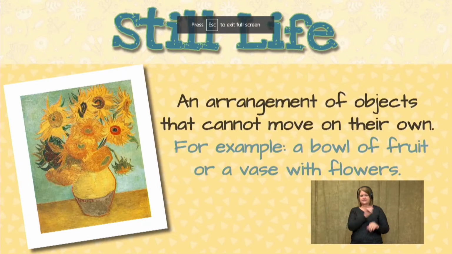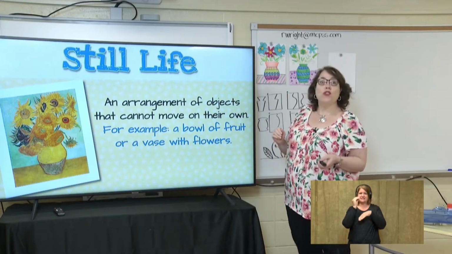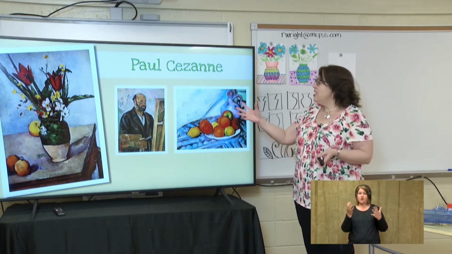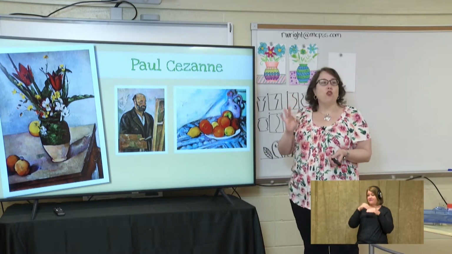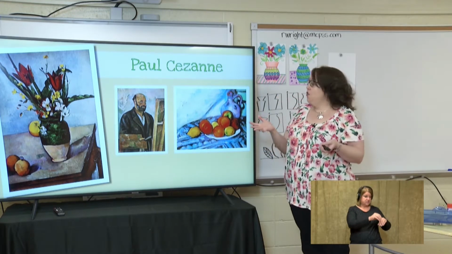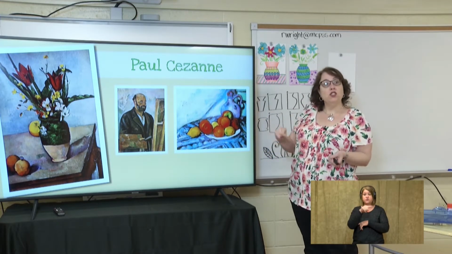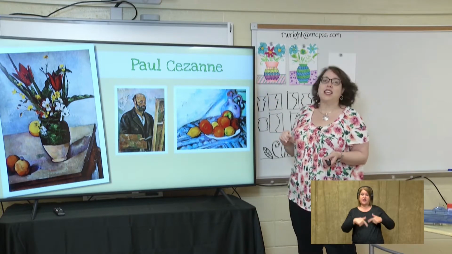All right, so let's talk about what is a still life. A still life is an arrangement of objects that cannot move on their own. A good example of a still life is a vase of flowers sitting on a table or a bowl of fruit. Now, artists really like to make a still life because this might be something they have in their house that they can just arrange on a table and they could draw or paint it or photograph it. If you want to practice making your own still lifes at home, you can take some pictures of your still lifes.